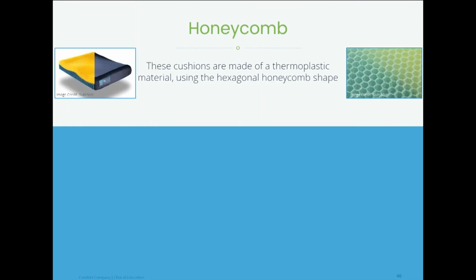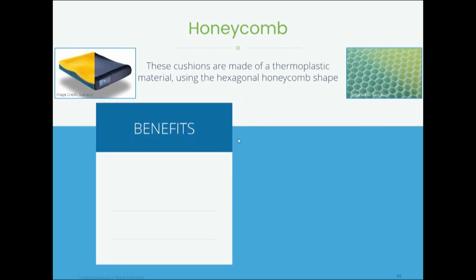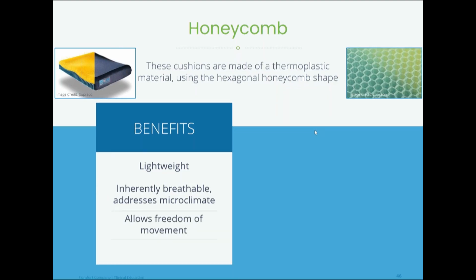One style of cushion that I have to admit that I used quite a bit of when I was a practicing therapist is the honeycomb cushion. And I had some success, lots of success with these cushions. These cushions are made of a thermoplastic material using a hexagonal honeycomb shape. And some of the benefits of these cushions is it's very lightweight. So someone who propels a lot, again, you're reducing the risk of a repetitive strain injury because it is lightweight. It's not adding a ton of weight to the wheelchair system. They inherently are breathable, so you can really address that microclimate because of these honeycomb shapes. They allow for freedom of movement.